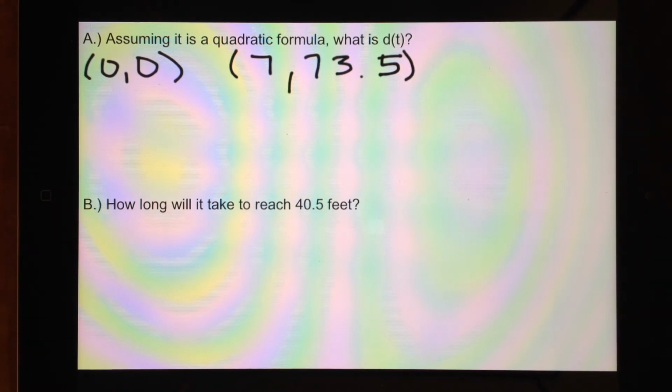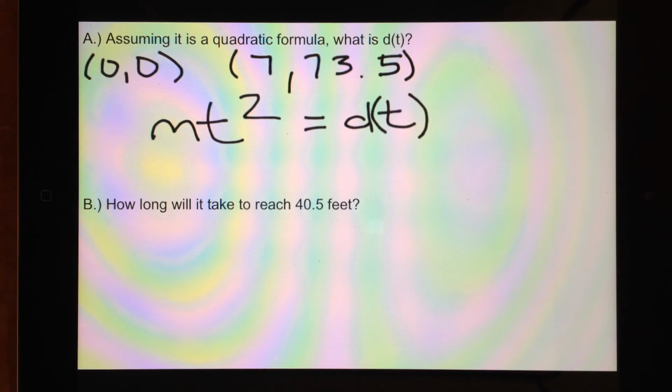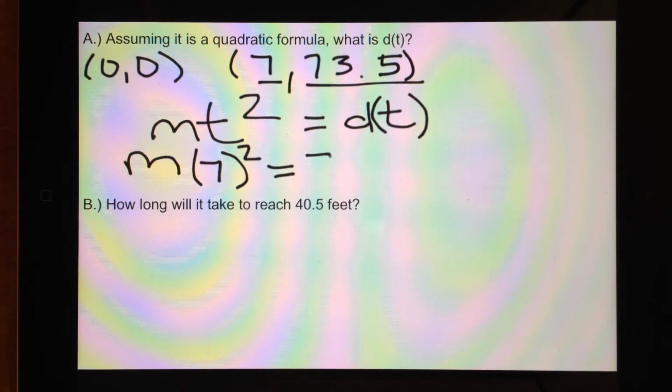Since we know we can start out as a quadratic formula, we'll start out with t squared. We don't know what m is, and we don't know what d of t is. But we have our values of 7 and 73.5. So we leave m as it is, because that's what we're trying to find, insert 7, and insert 73.5.